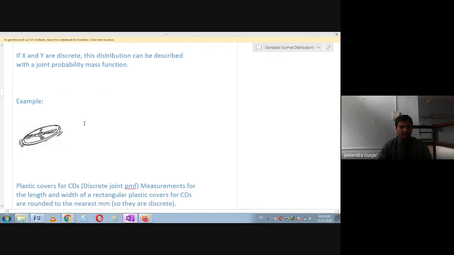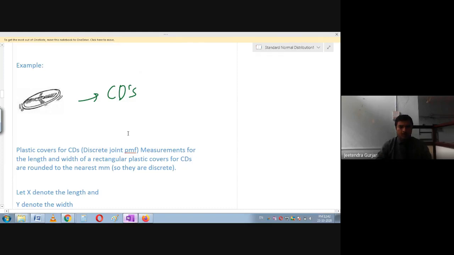So we'll just take one example. This is our CD. I think you have come across CDs. Yes, students, you have seen the CDs. This is made up of plastic. I'm going to take this as the plastic cover for CDs. Discrete probability mass function, PMF means probability mass function. Please remember how you are going to take the measurements for this; it definitely depends on the length and width. Please remember, length and width.